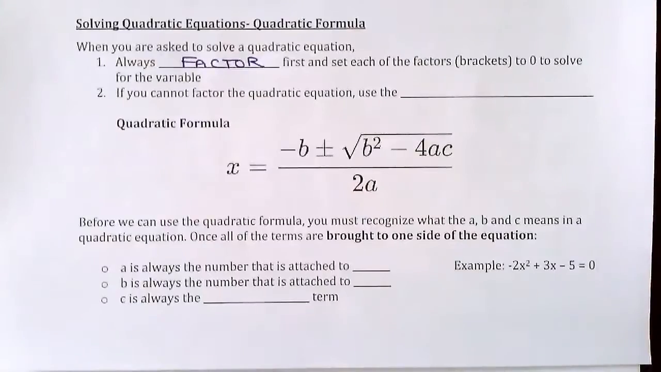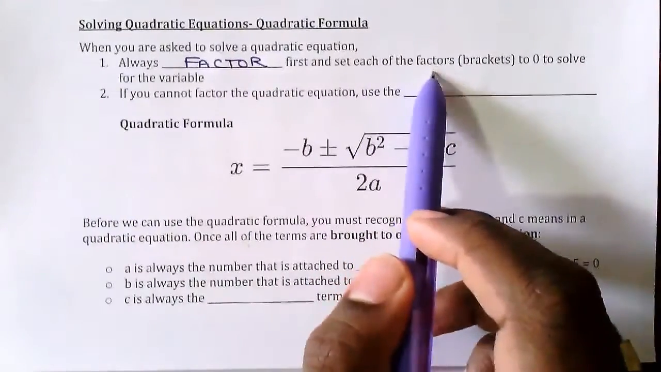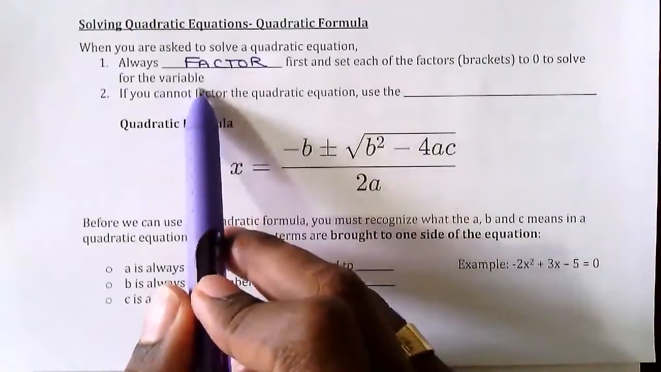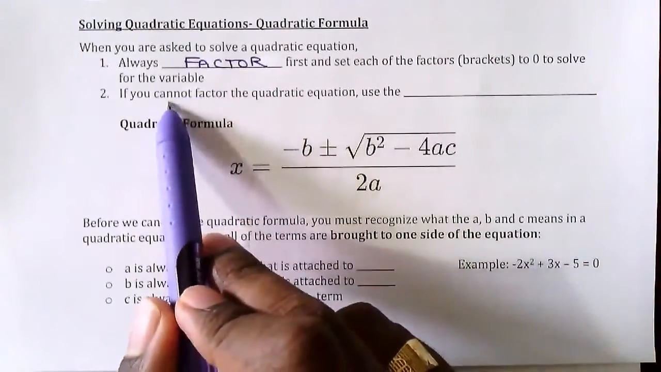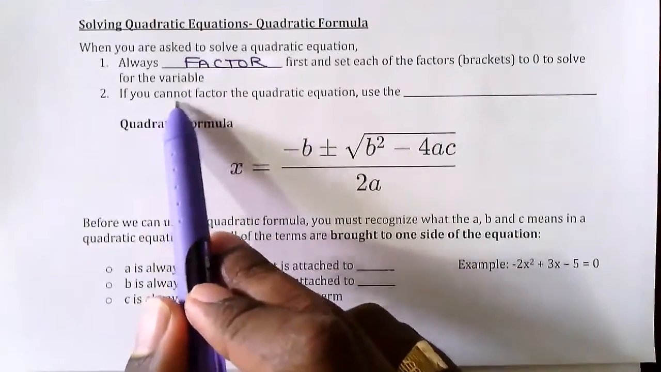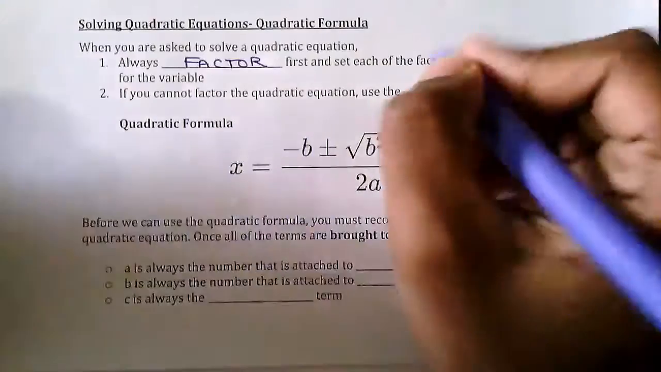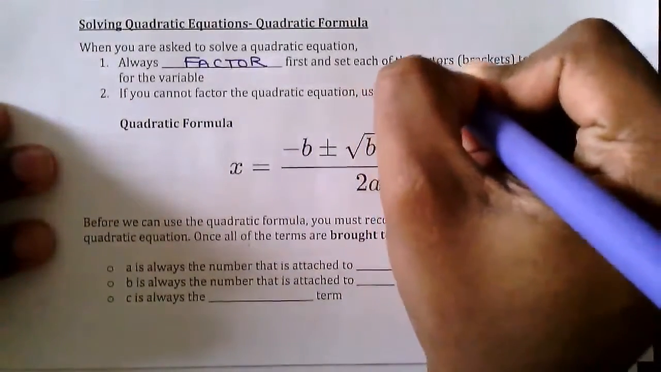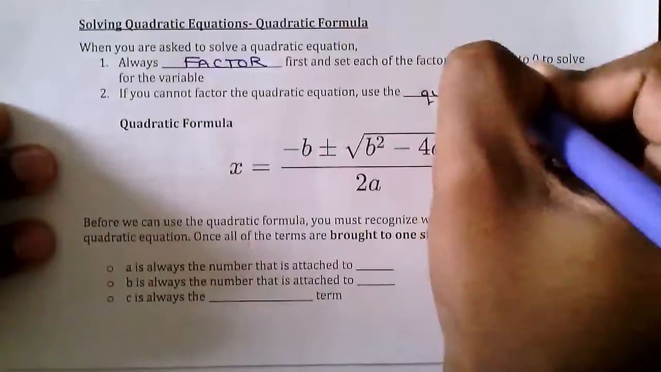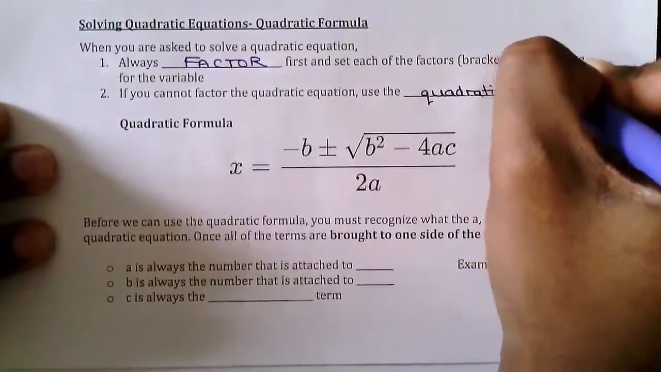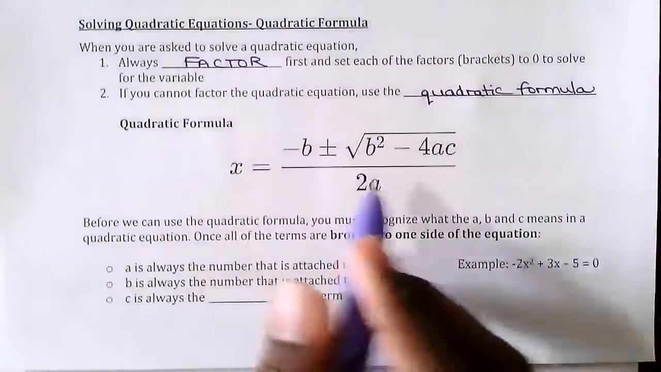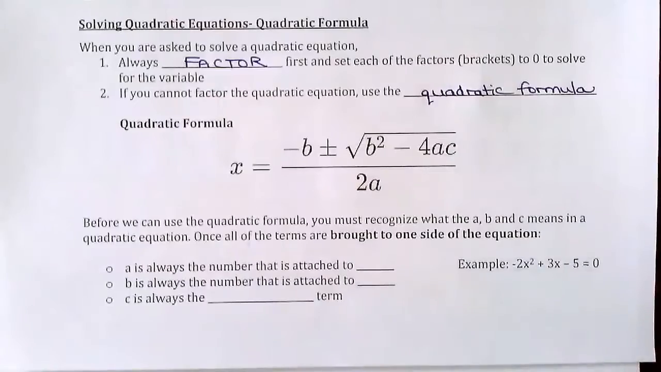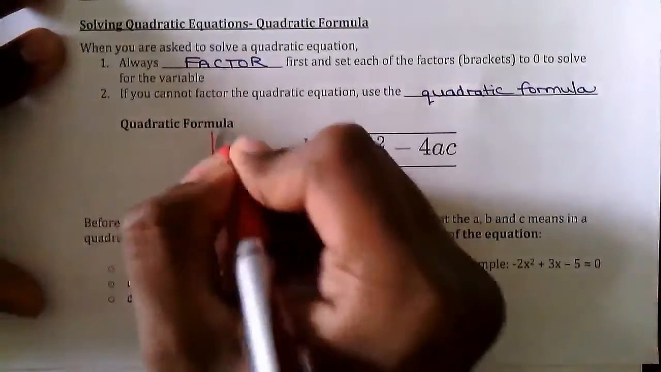If it can factor, that's great. Set each factor or bracket to 0 and solve for the desired variable. Only if you cannot factor the quadratic equation should you use the quadratic formula. This is the quadratic formula. You should have it memorized.